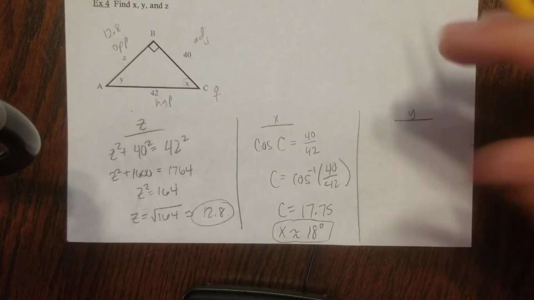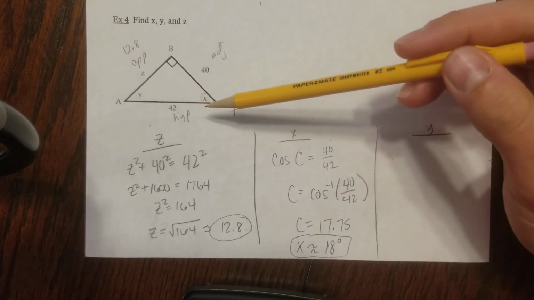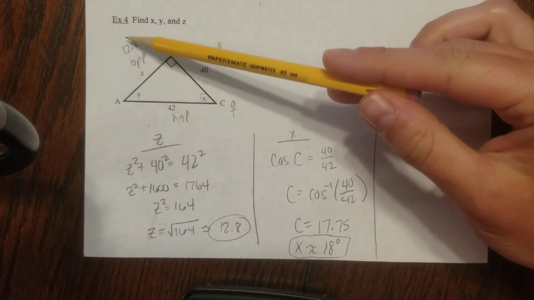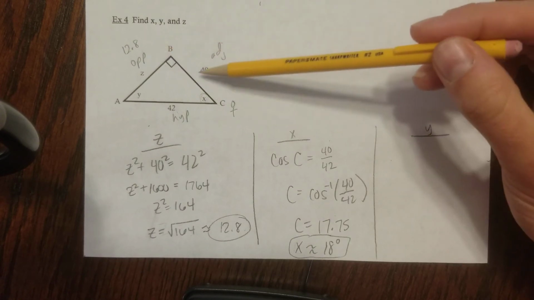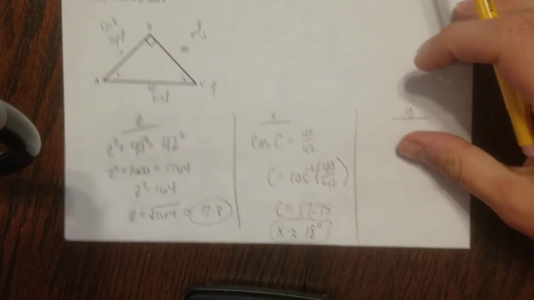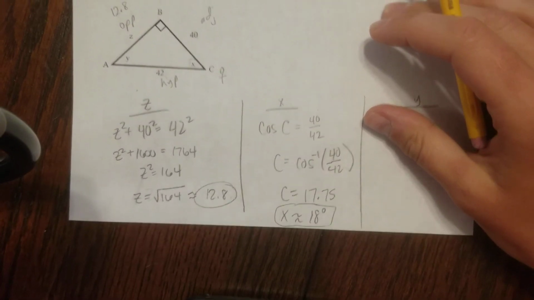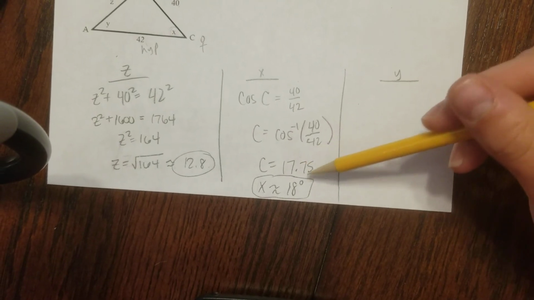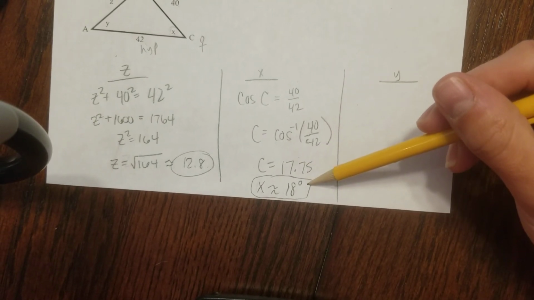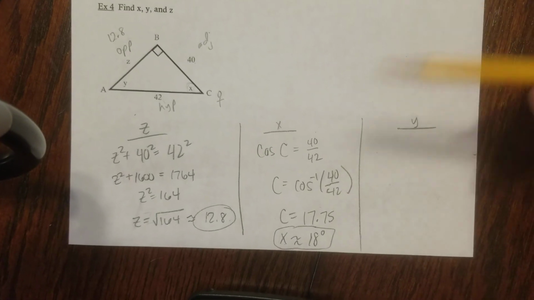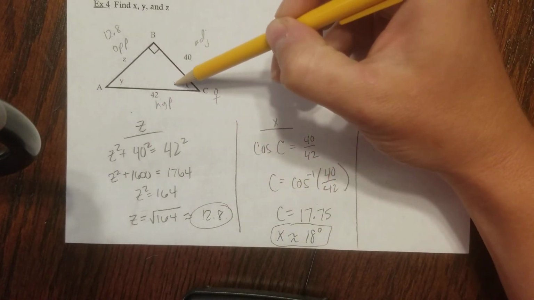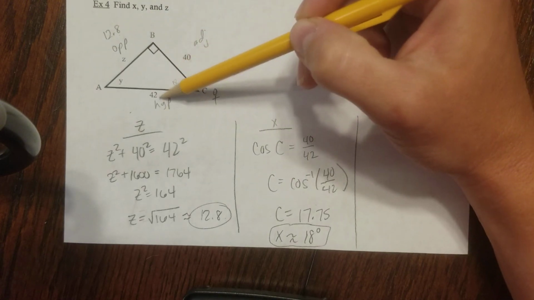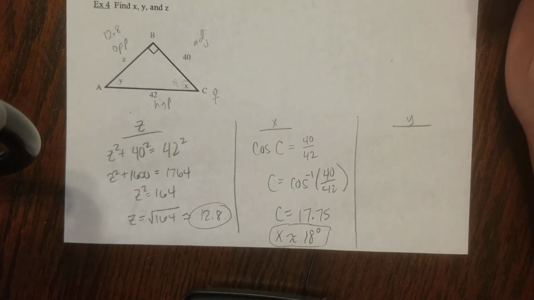All right, so then I did x, so I put Bob in my picture. I labeled my sides opposite, adjacent, hypotenuse. I used the 40 and the 42. I didn't want to use the 12.8 because it was rounded, so I just used these two numbers that I already knew for sure. So I chose the cosine function. I inversed both sides and got 17.75, which is approximately 18 degrees. So does that make sense? Well, 18 is pretty small angle measurement, but 12.8 is pretty small in comparison to 40 and 42, so that does kind of make some logical sense.